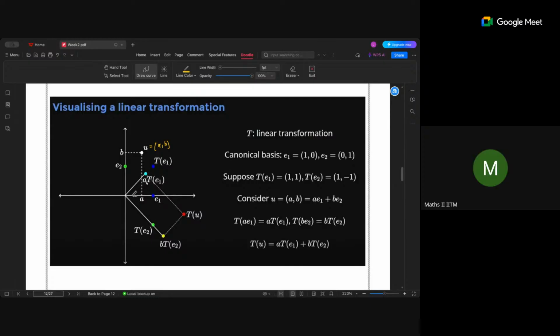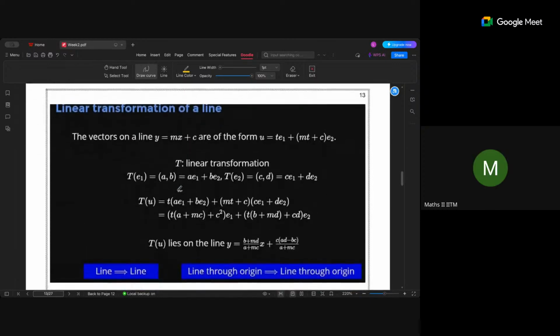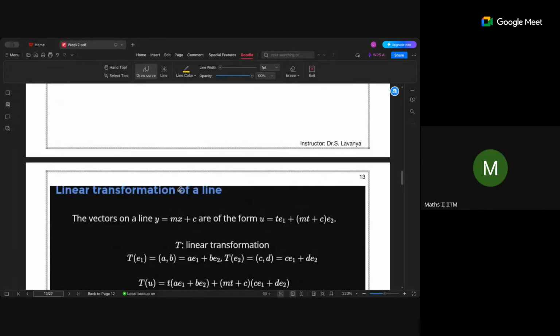Okay. Now what is ATE1 and BTE2? If this is your TE1, then here you have ATE1 and this is your BTE2. And here is your TU, because your U is nothing but AE1 plus BE2. So this is your TU. This is your visualization here using E1 and E2. But it will be even more clear if we have some examples.